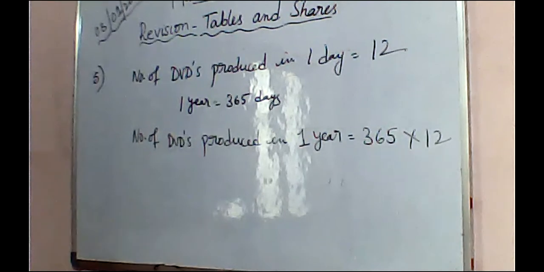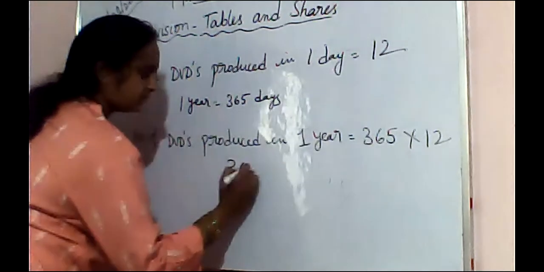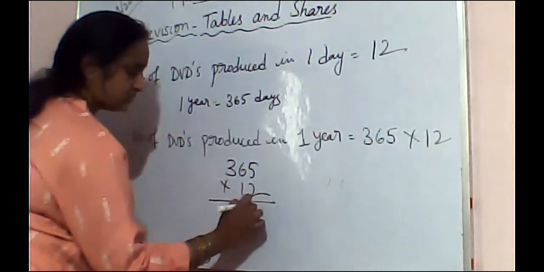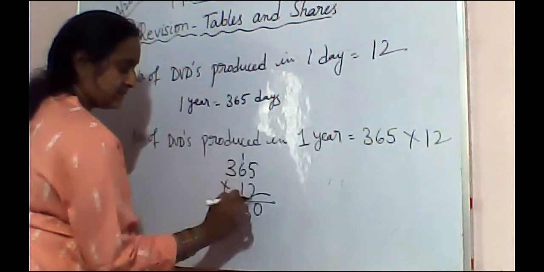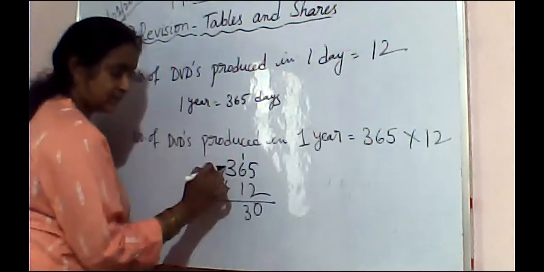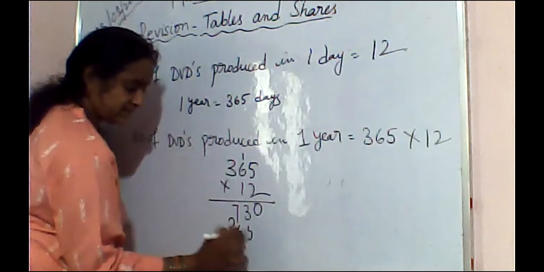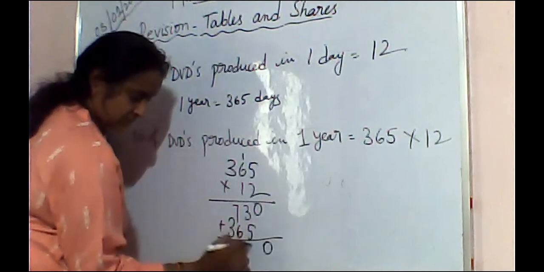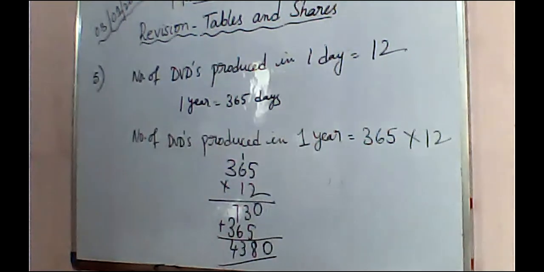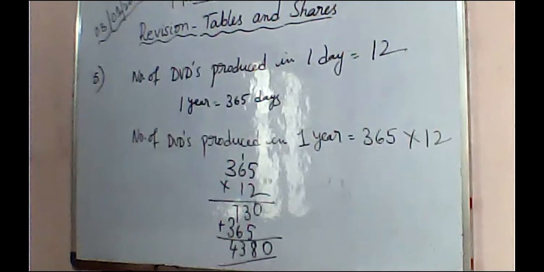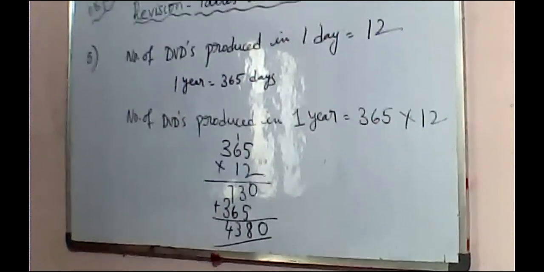The answer is 4,380. Okay? So let us check: 12 plus 1, 3. Next, 13. 6, 7. Again, 3 is 65. 0, 8. It is 4,380.